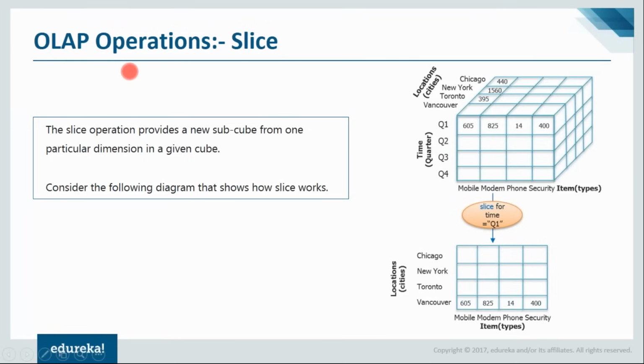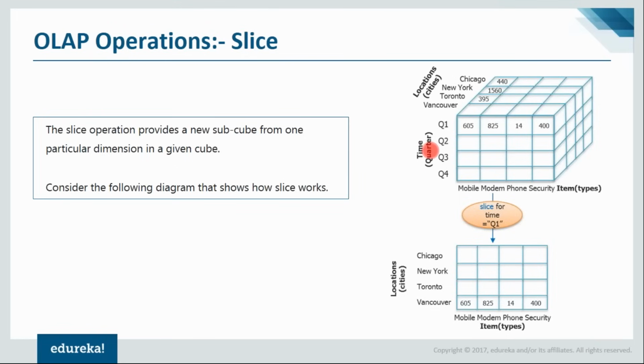So the next OLAP operation that I'm going to talk about is the slice operation, right? The slice operation provides a new subcube from one particular dimension in a given cube. What this means is, in any cube of ours, we'll have three different dimensions, right? So we have our z-axis here, we have our y-axis, and we have our x-axis. And what the slice operation means is, with the help of the three different dimensions, we can use one of the dimensions and break it down into a two-dimensional cube, right? If you look at this example here, we have only our y-axis and our x-axis, so the z-axis is missing.